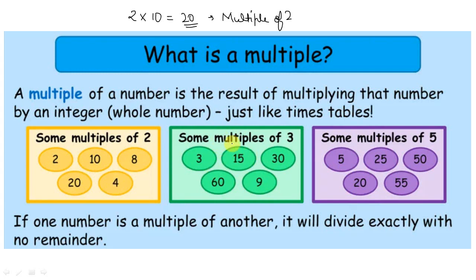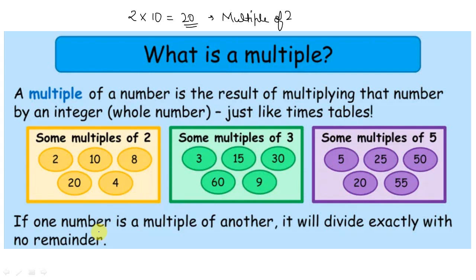Now let's see some multiples of 3. So 3, 15, 30, 6, 9. ये सारे नंबर आपके 3 से डिविजिबल हैं ना, 3 की टेबल में आते हैं. So वो आपके क्या हो जाते हैं, मल्टीपल्स. If I ask the multiples of 5, that means 5, 25, 50, 20, 55. That means अगर आपको किसी भी नंबर के मल्टीपल्स निकालने हैं तो उस नंबर के सारे टेबल्स वाले वैल्यूज वो उसके क्या हो जाएंगे, multiples.